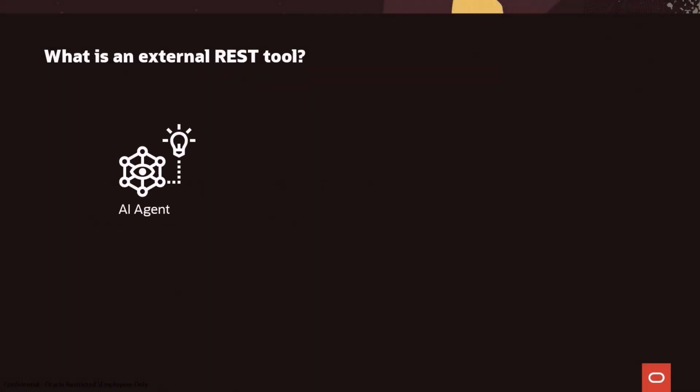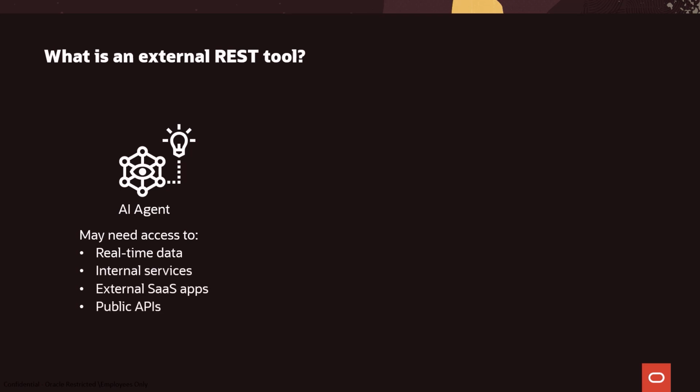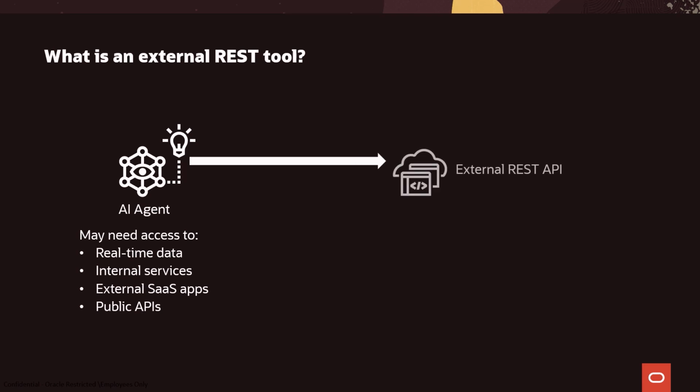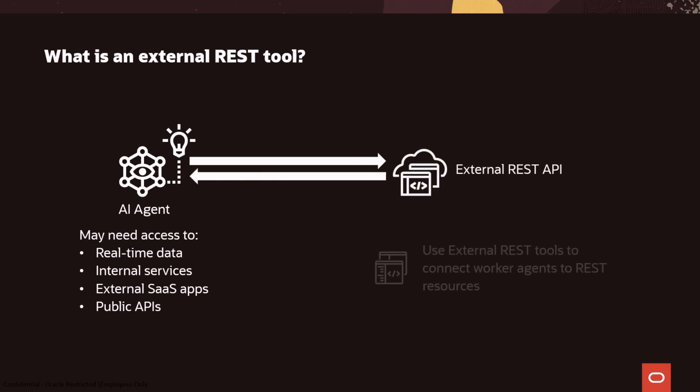Sometimes an agent needs information or services outside what's already available to it. For example, external real-time data, internal services, external apps, or even public APIs. Agents can use external REST APIs to retrieve this information or call these services. The external REST tool lets an agent call a REST API.